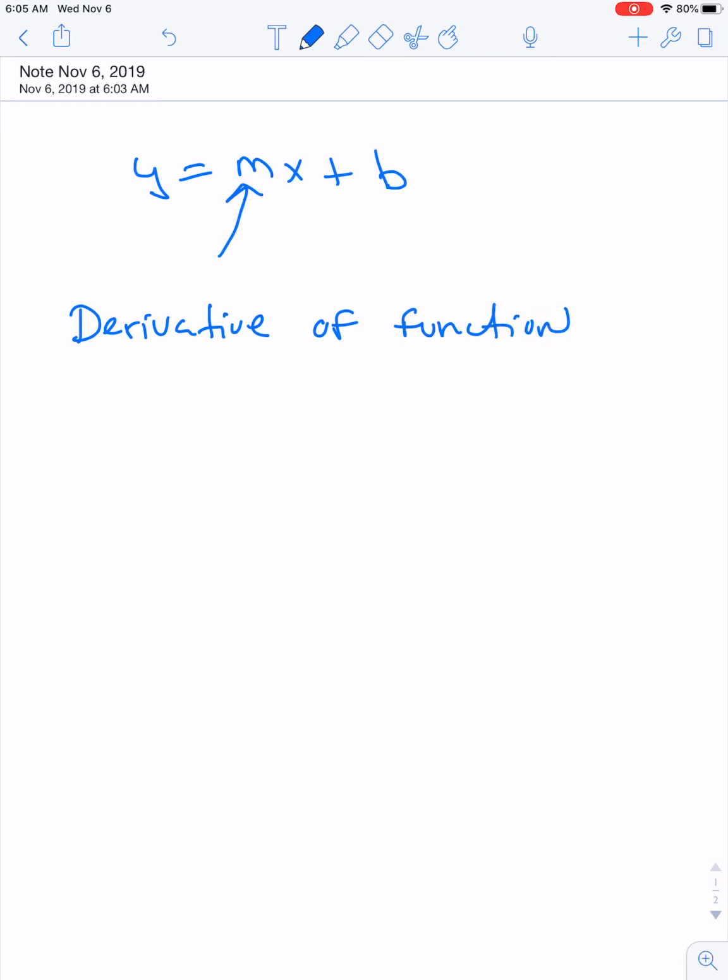Okay, for question 9, it asks you to find the equation of the tangent line. So that just means you want an equation in y equals slope-intercept form. To find your slope, you calculate the derivative of the function, and then plug in the x-coordinate of your point of interest.